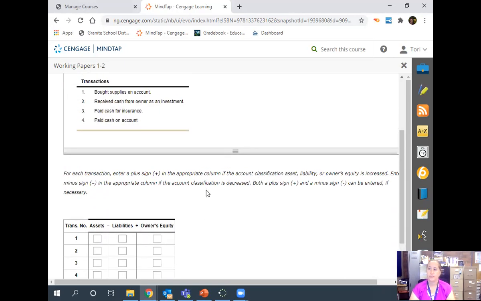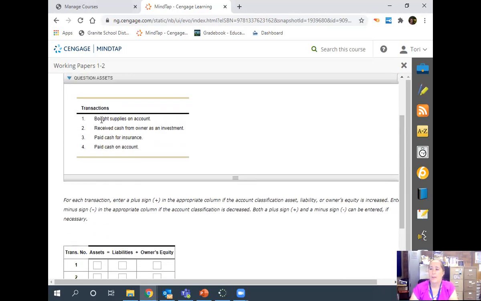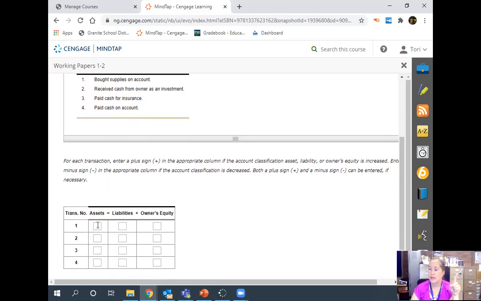So I bought supplies on an account. So I have to look right here, and it will tell you what 2 accounts you are going to be using. So I bought supplies. So right there, I have supplies. Now, what is a supply? Is it something of worth? It is. So I'm going to come down here into my equation, and I bought supplies.